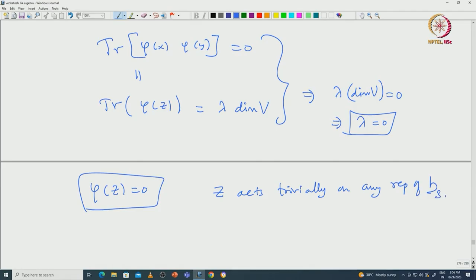So, this kind of interesting consequence can be derived just by looking at the commutator of the Lie algebra. This is what we will do next time, and then try to understand the SL2 representation theory. Just as a warm up, I gave this as a consequence of Schur's lemma.